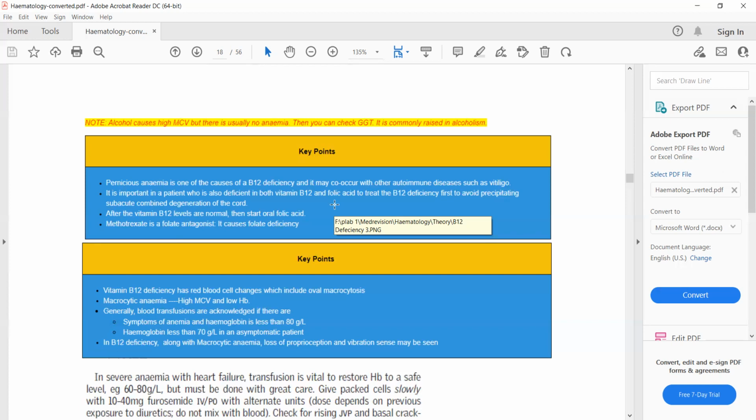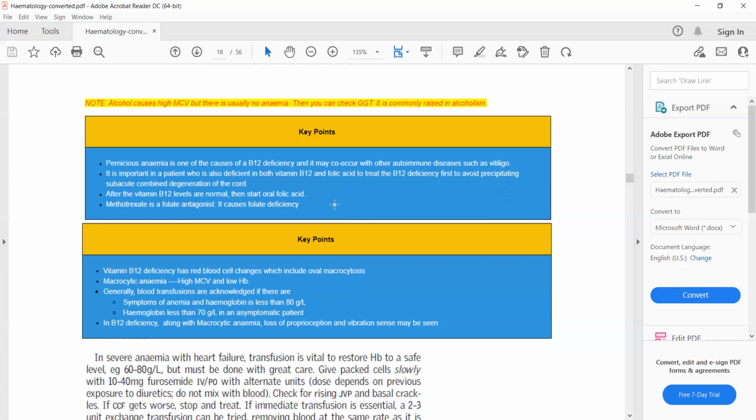So key points in this topic were pernicious anemia is a cause of vitamin B12 deficiency. It can co-occur with other autoimmune diseases such as vitiligo, hypothyroidism and diabetes type 1. The second key point is that in a patient who has both B12 and folic acid deficiency, you must treat B12 deficiency first to avoid precipitating subacute combined degeneration of the cord. After B12 levels are normal, then we'll start oral folic acid.